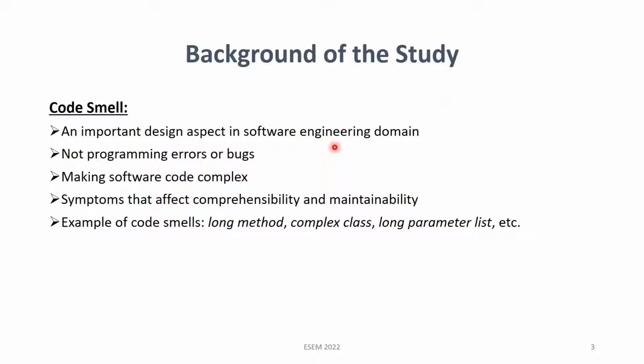Background of the study. Code smell is an important design aspect in the software engineering domain. Basically, it is a negative aspect of software design. Code smells are not programming errors or bugs, but symptoms that affect code comprehensibility and maintainability. Martin Fowler defined 22 types of code smells, for example, long method, complex class, long parameter list, etc.